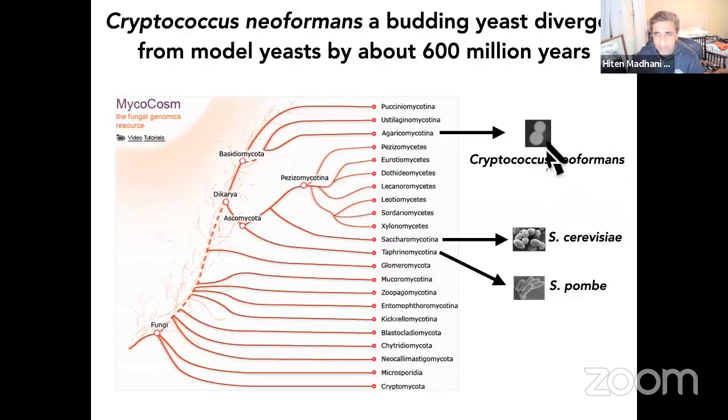So Cryptococcus is a yeast, a budding yeast, but it diverged from the model yeasts, Saccharomyces cerevisiae and Schizosaccharomyces pombe, by about 600 million years. So Saccharomyces and pombe are ascomycota, which includes most fungi that you've ever heard of, whereas Cryptococcus is part of this other subphylum in fungi called the basidiomycota, and within that, this group called the agaricomycotina, and that includes all mushrooms. So Cryptococcus is far more closely related to a mushroom that you might eat than any yeast that you've heard of.